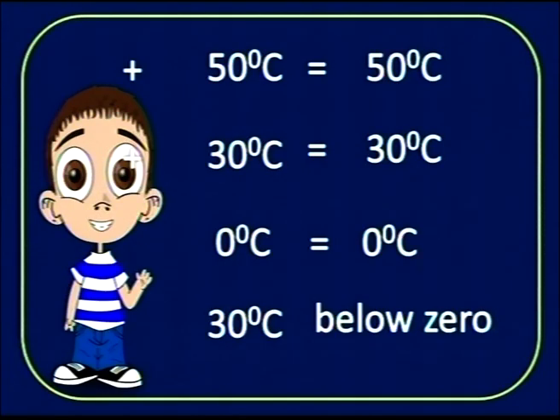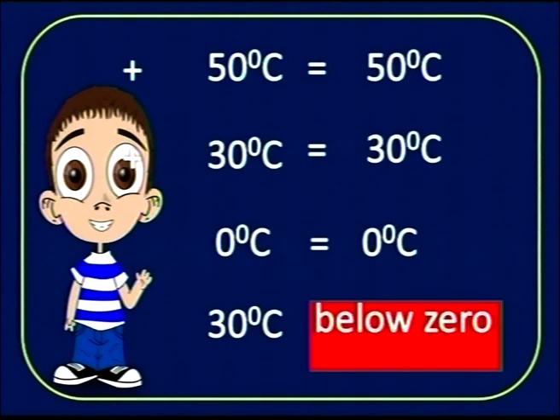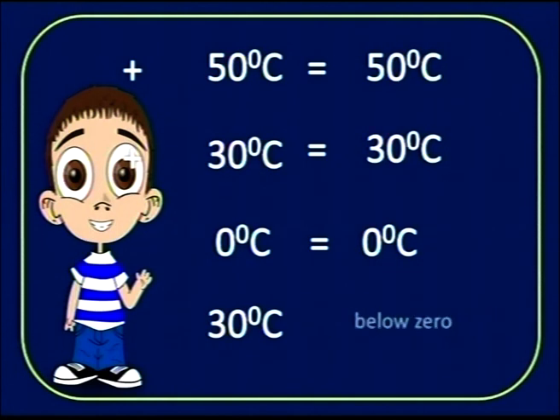Next, 0 degrees can be taken as 0 degrees because it is neither positive nor negative. So, we should not use any sign here. Next, 30 degrees below 0. So, what sign do you have to take? Minus sign. So, minus 30 degrees centigrade. Children, you can observe here, if you have plus, no need to take any sign. Suppose you observe any number without any sign, what do you have to think? That it is a positive number. And if you observe any number with a negative sign, think that it is a negative number.